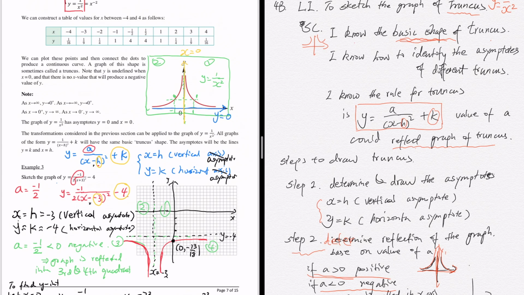Okay, when a is coming, look over here, step 2, when a is larger than 0, it is positive, so you will have a general shape of the quadrant which is on the first and second quadrant. But if you have a negative value of a, then that's going to reflect your graph in the x-axis. Okay, so that will come to the third and fourth quadrant. Okay, so that's some of those translations for when you're sketching your truncus.